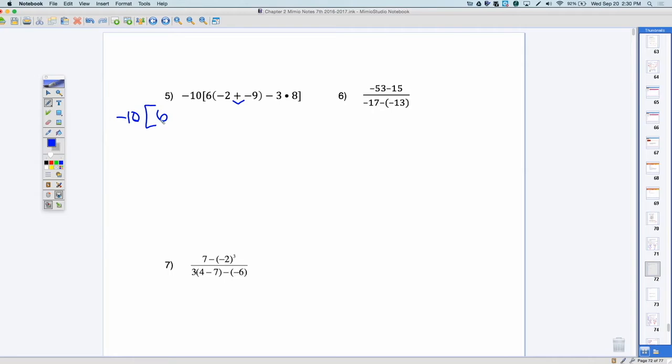6, and now let's evaluate. Negative 2 plus negative 9 gives you negative 11. Bring everything down, minus 3 times 8. Close your brackets.